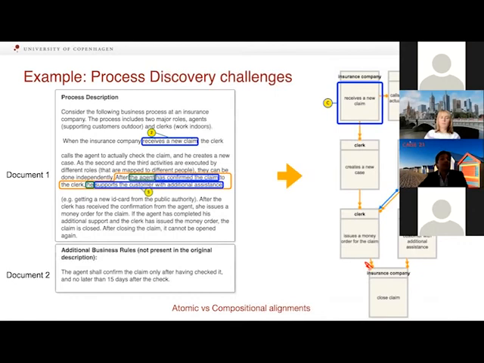Similar thing with atomic and compositional alignments. Some utterances identify one given process element, like in the case of activities, where "receives and claim" works the same as receives and claim in the process model. But if you look at the constraints, the rules actually require the composition, the aggregation, of different process elements, like a constraint that requires at least a couple of events in order to be a valid relation. So a keyword only doesn't really work.